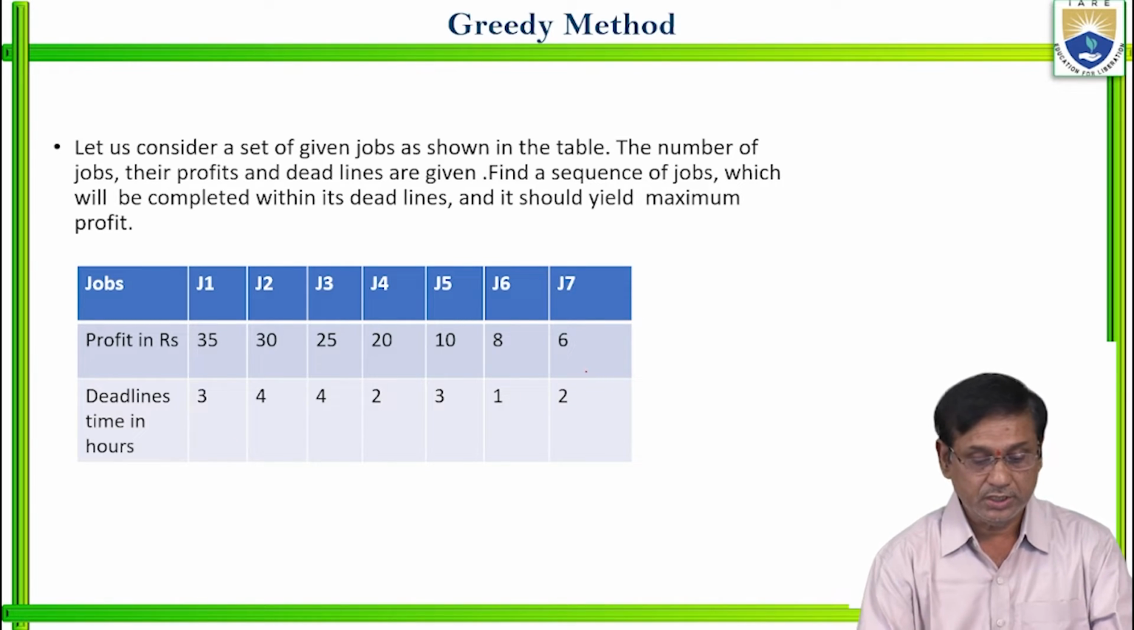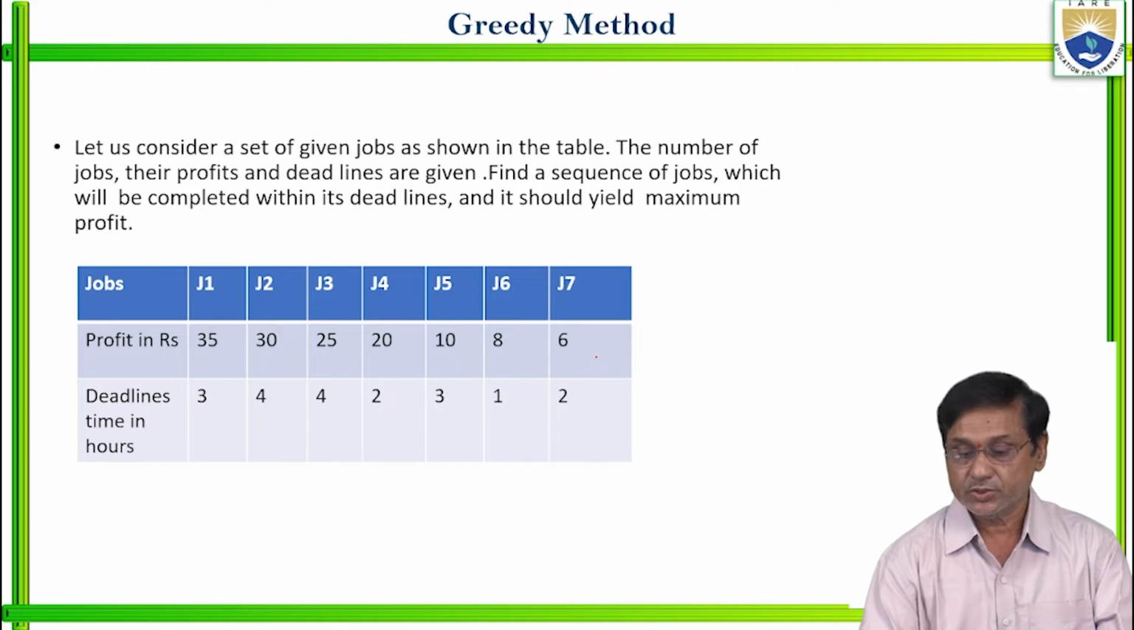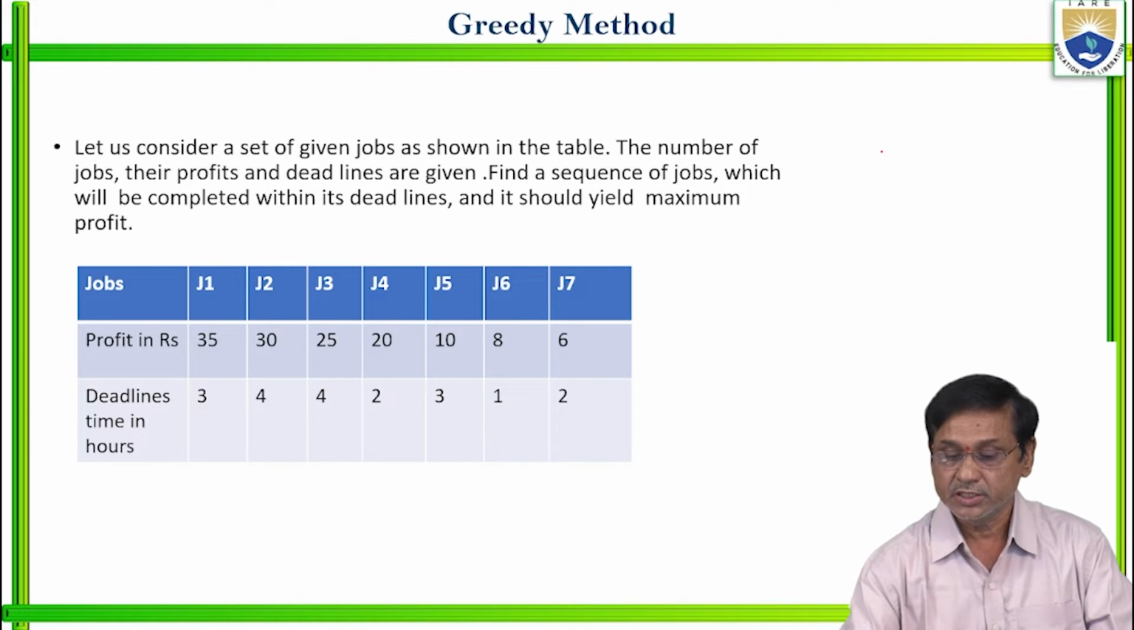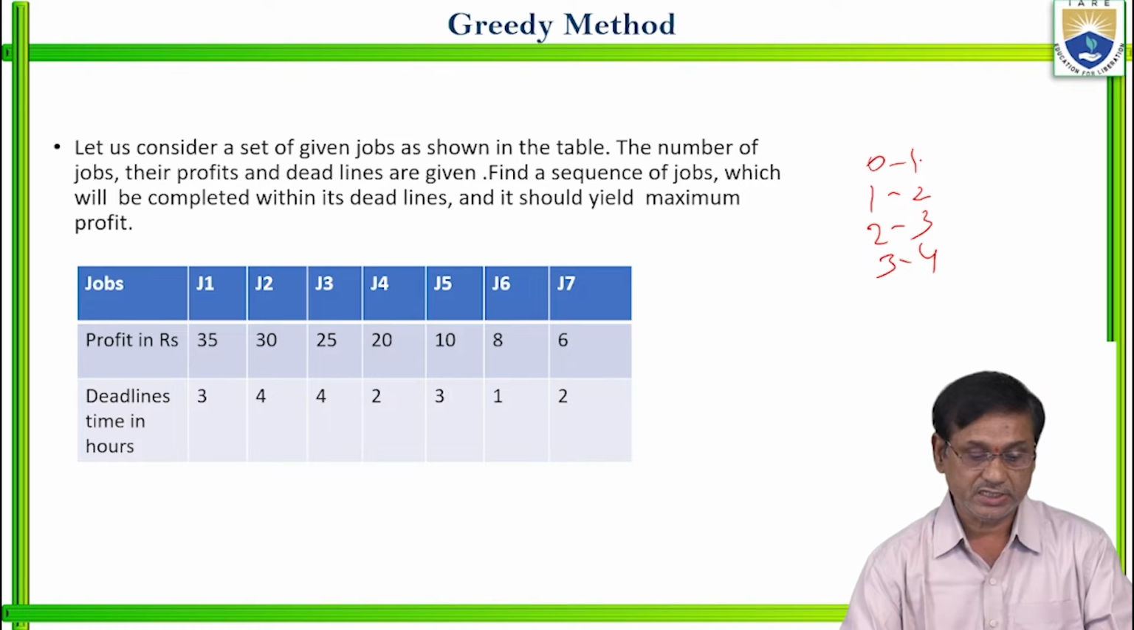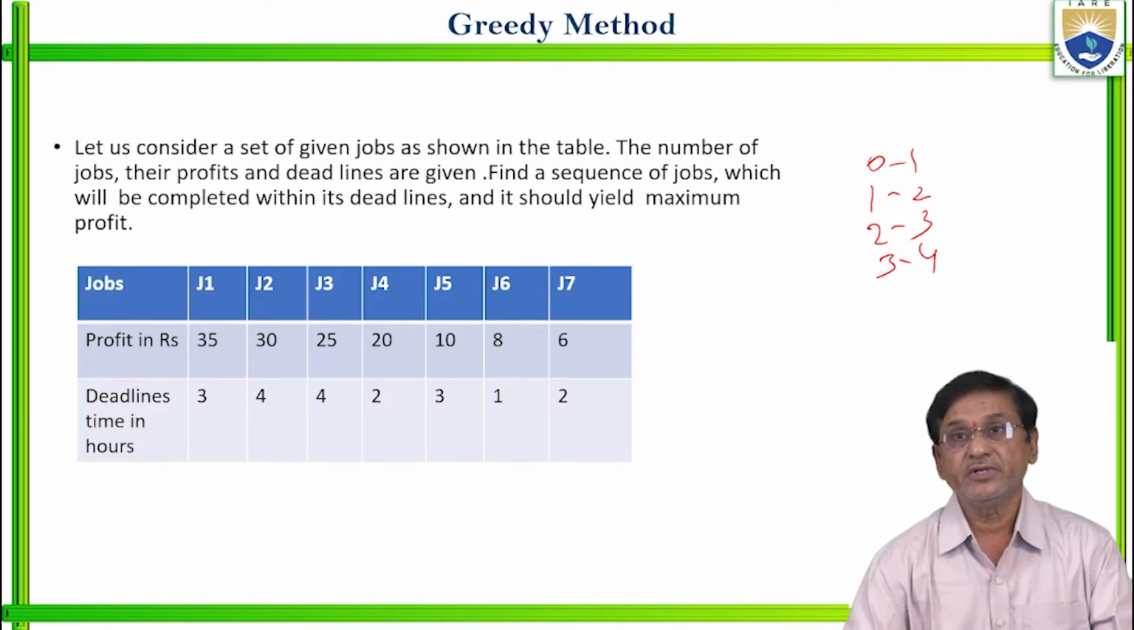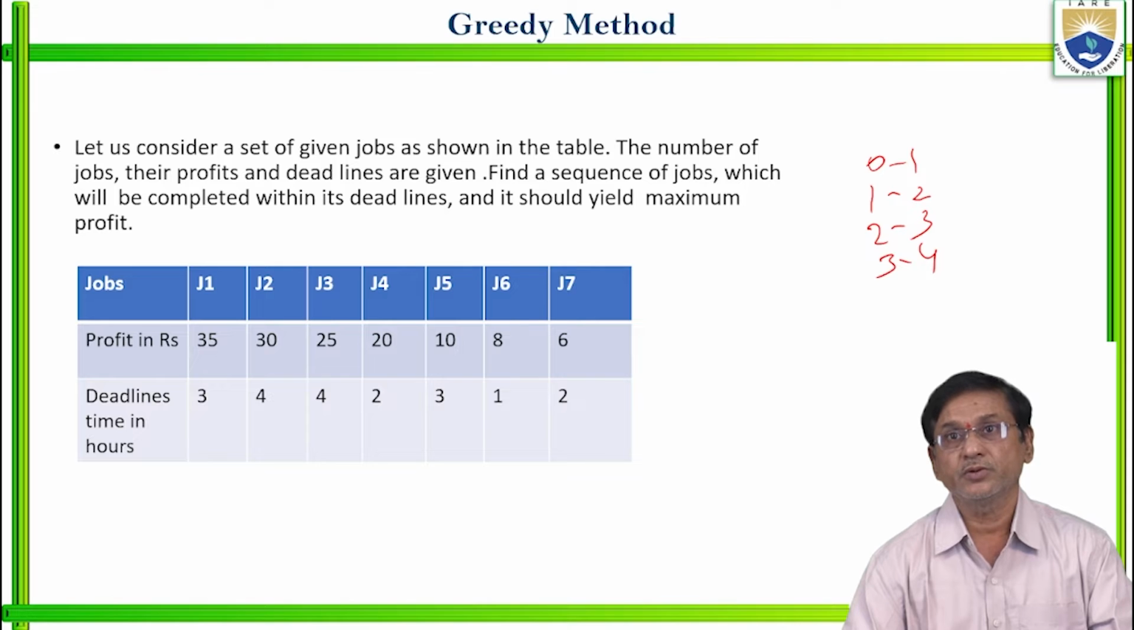So the total time is only 4 hours. So how many slots are there? That is 0 to 1, 1 to 2, 2 to 3 and 3 to 4. Only 4 slots are available. But 7 jobs are there. So we have to select the sequence so that our profit will be maximum.